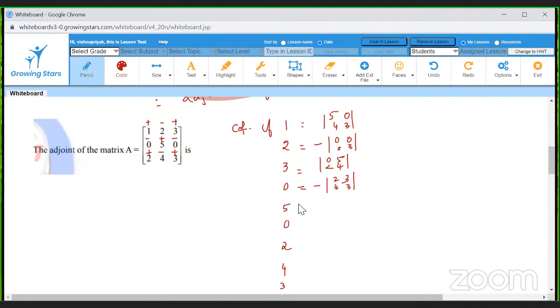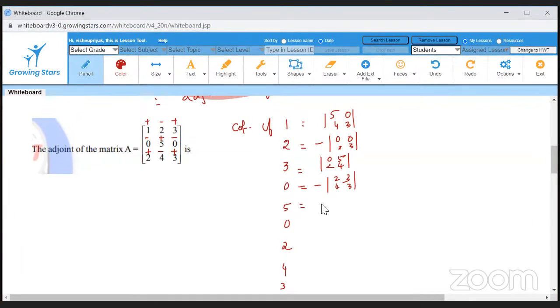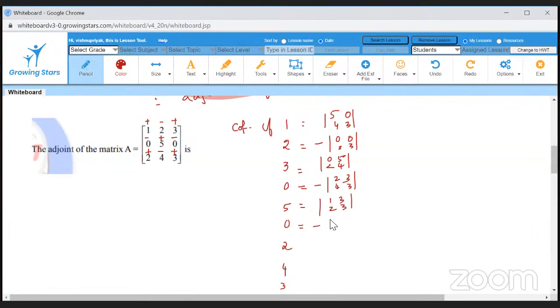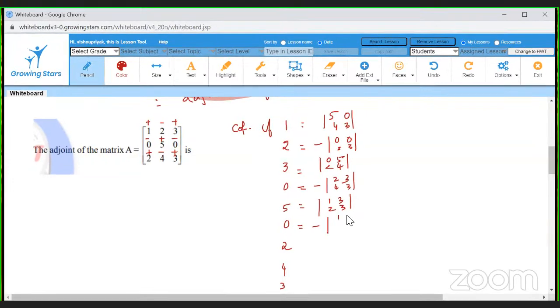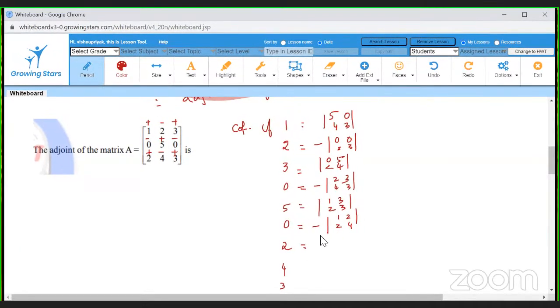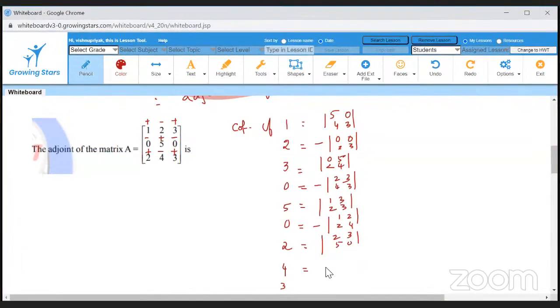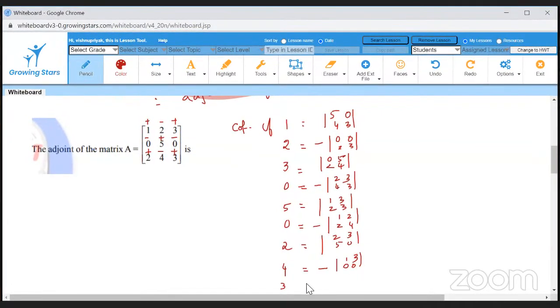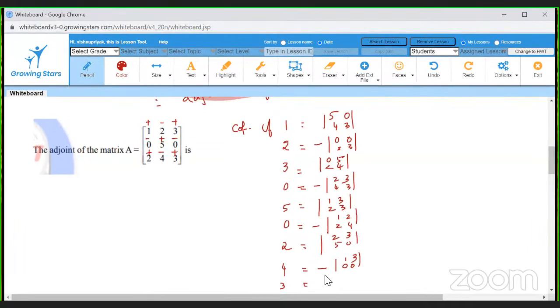For this 0, you will write minus 2343. For 5, you will write plus 1323. For this 0, minus 1224. For 2, plus 2350. For 4, minus 1300. And for 3, plus 1205.